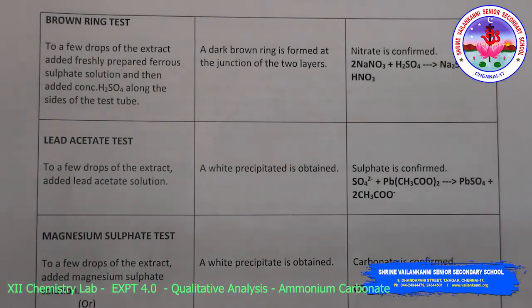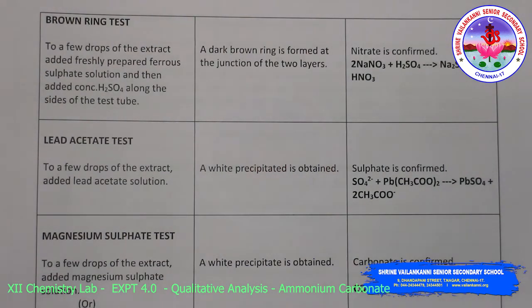Brown ring test. Take the extract and add freshly prepared ferrous sulfate solution and add concentrated sulfuric acid along the side of the test tube. A very important thing: only freshly prepared ferrous sulfate solution must be added. If you use an old solution, it has already converted to ferric. That's why we have to use only freshly prepared ferrous sulfate solution. A dark brown ring formed at the junction of two layers indicates nitrate is confirmed.